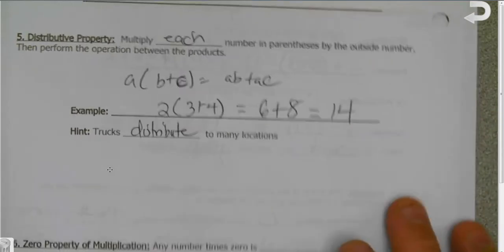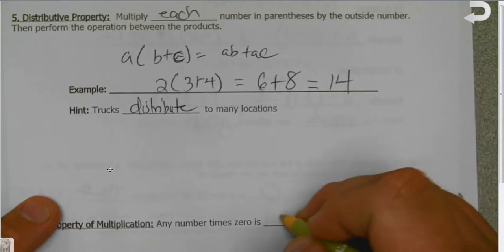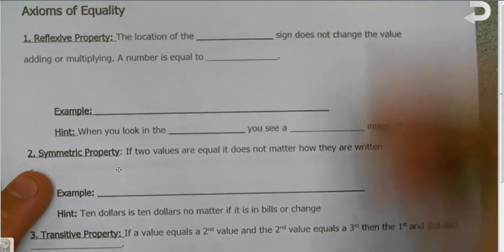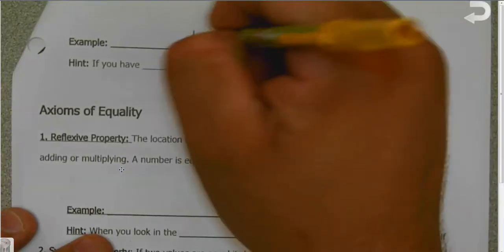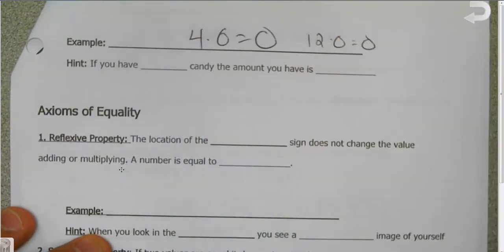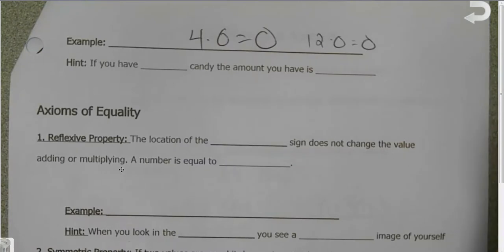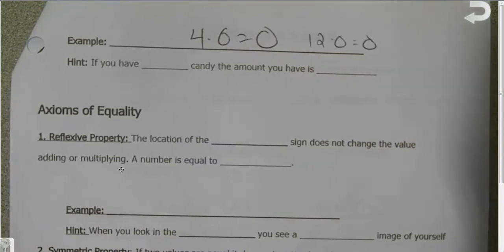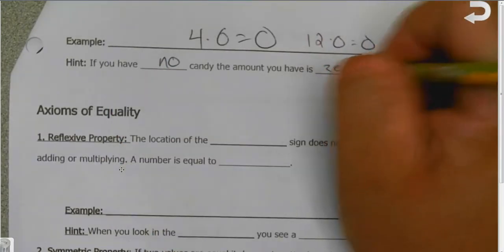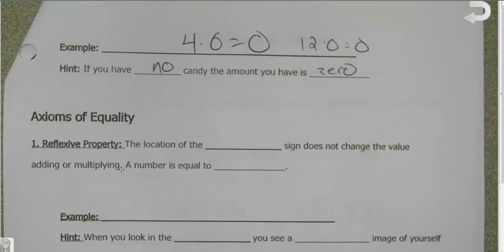We have a zero property of multiplication. Any number times 0 is 0. So for example, 4 times 0 is 0. 12 times 0 is 0. 729,836 times 0 is 0. So if you have no candy, the amount you have is 0. So if you have 4 people and no candy bars, that's 4 people without candy.